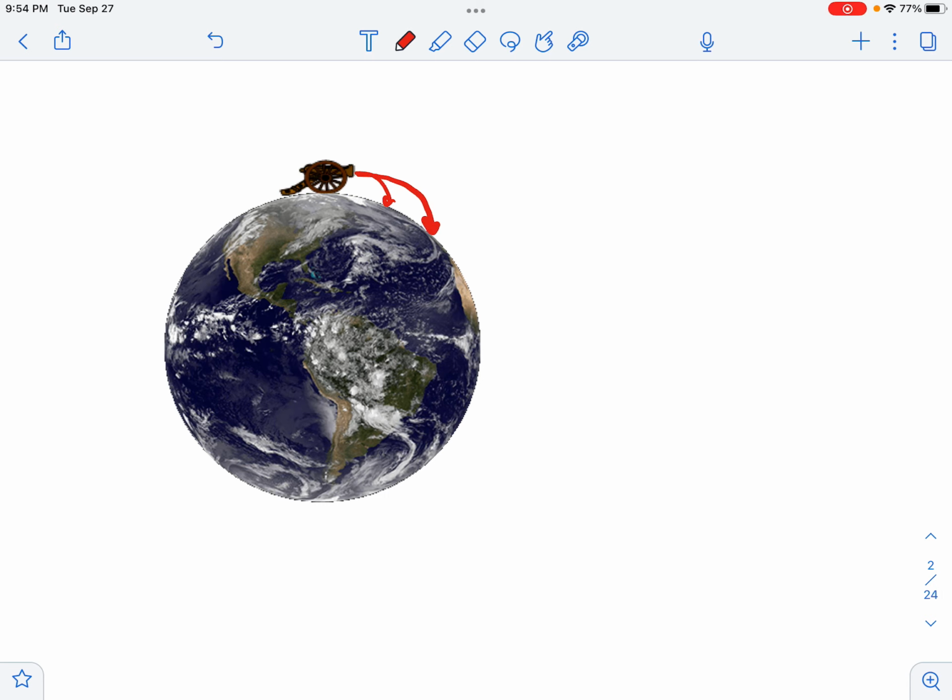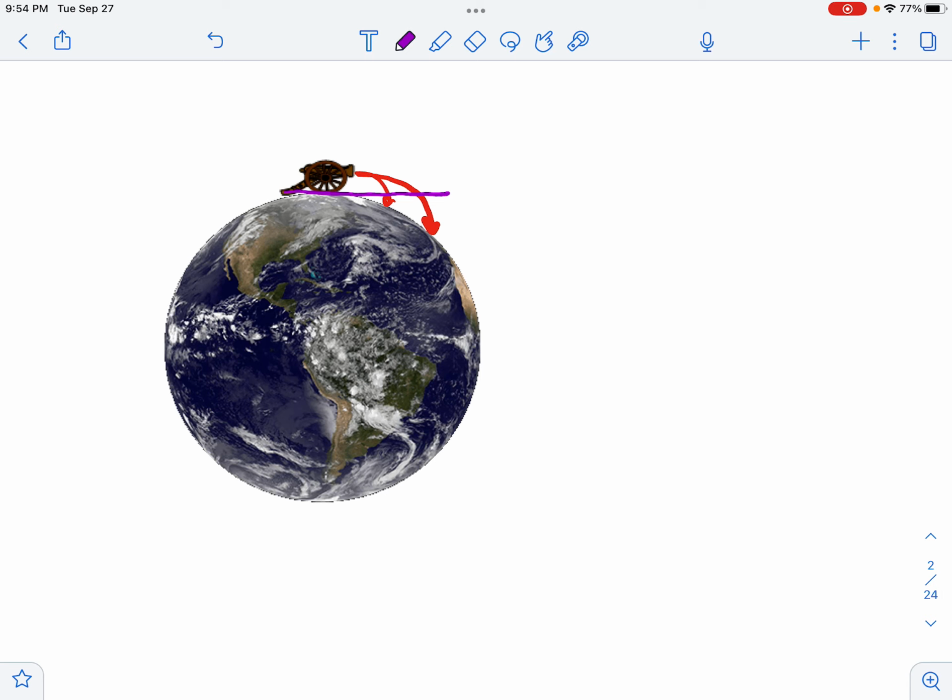The cannonball would travel a longer distance. The Earth itself would curve off. And so what would happen is that the cannonball would be in the air for longer than it would be if we just fired it horizontally along level ground, because the ground would literally curve away.